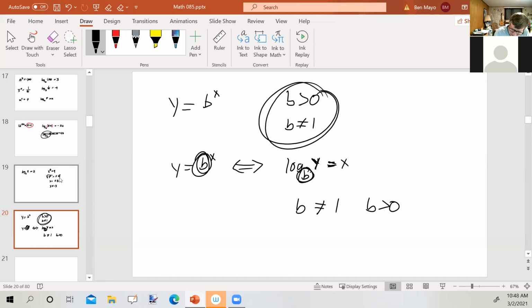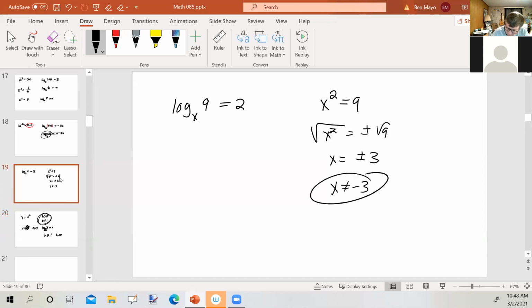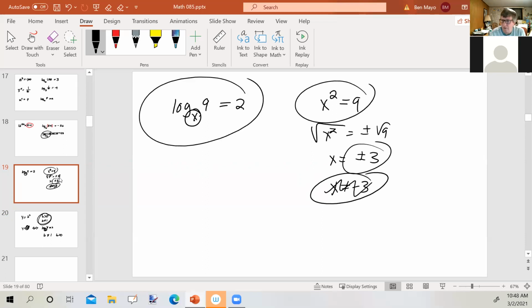So now let's go back here. That's why x cannot be -3. Log base x, x has to be positive and not equal to 1. So even though solving this equation, we would potentially get 2 solutions, the negative solution does not work in terms of logs. Okay, any questions about that?